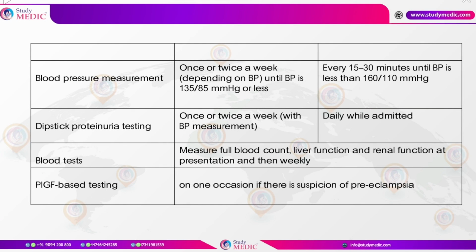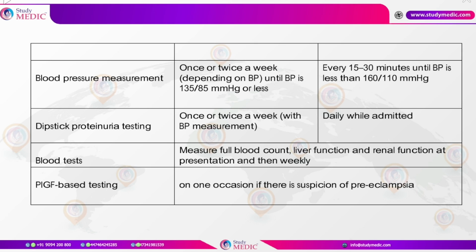How to do the monitoring? Once or twice in a week if it is mild to moderate, every 15 to 30 minutes in a case of severe. Dipstick urine protein testing, because you need to confirm whether the patient is turning into preeclampsia or not. So it is once or twice a week, and it is done on a daily basis when admitted to the hospital in cases of severe gestational hypertension.